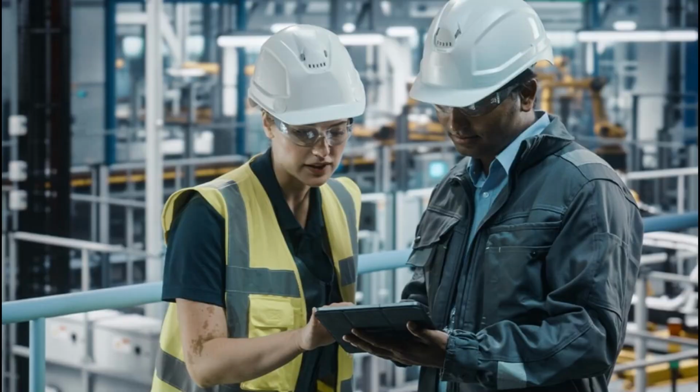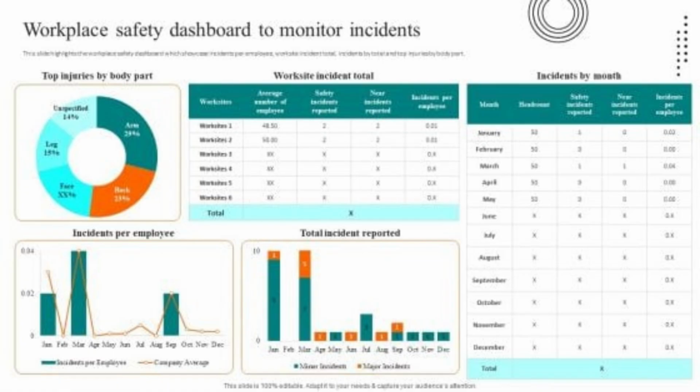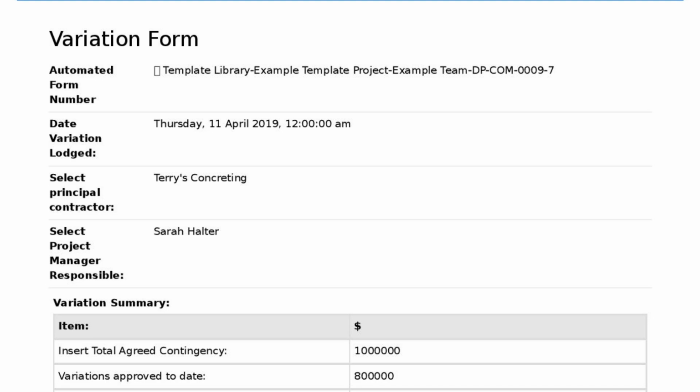In construction, FRACAS can be used for repeat defects at handover, ongoing delays in a trade sequence, repeated WHS incidents or near misses, recurring contract admin failures like late variation approvals.